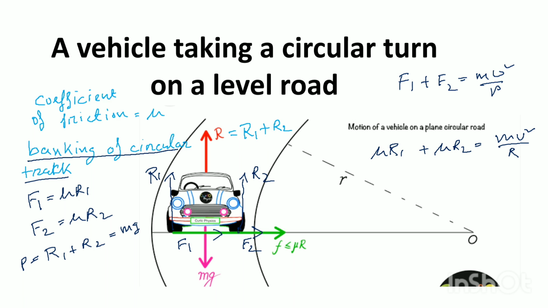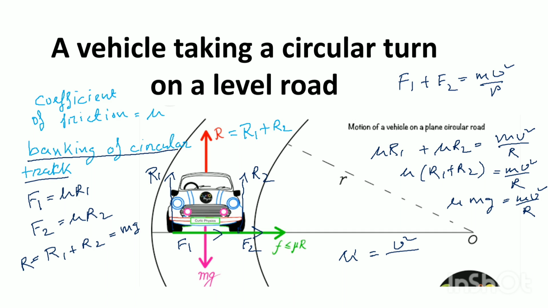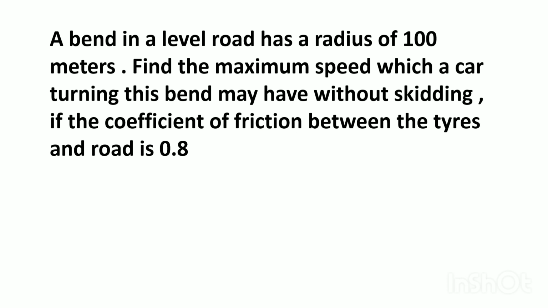So we can write mu mg is equal to mv square by r. Whatever we get, the value is mu equals v square by rg. Sorry, it is small r, not capital R. Okay, no problem. It is small rg.